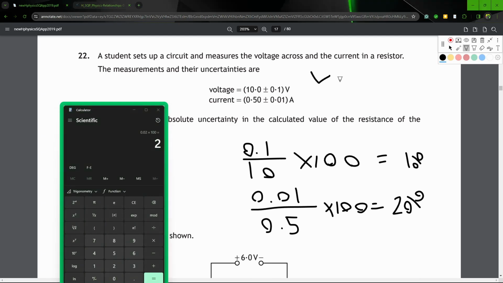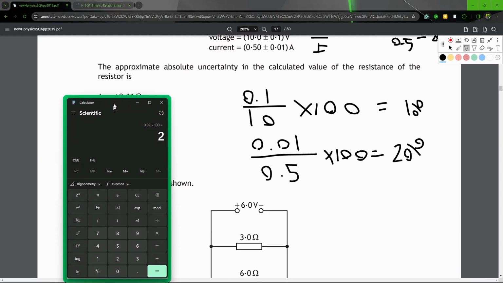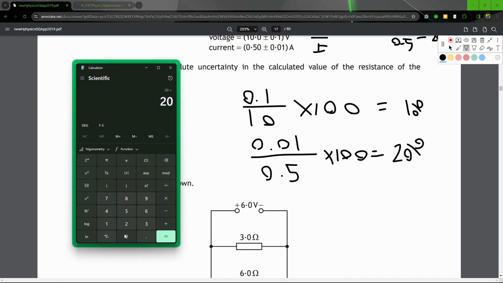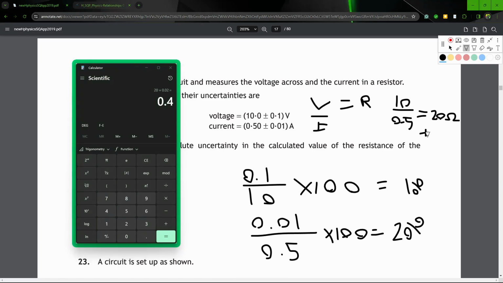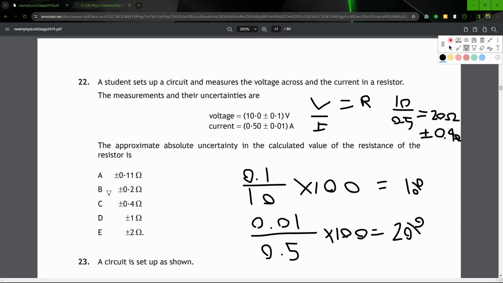So then we're going to have to actually run through the calculation. We use the mean answers. So V over I equals R. So that translates into 10 over 0.5 equals R, which is now 20 ohms. So what's 2% of 20? Well, we can calculate that out. That's 20 times 0.02. That's 0.4. So it'll be plus or minus 0.4. And there we go. There's our answer.